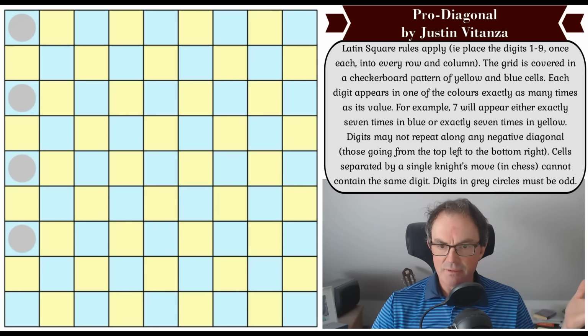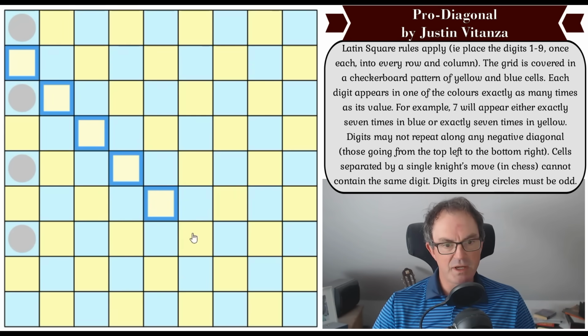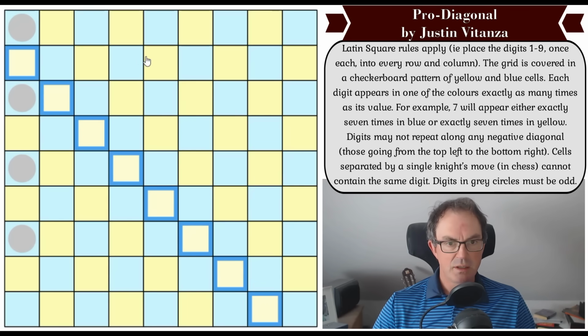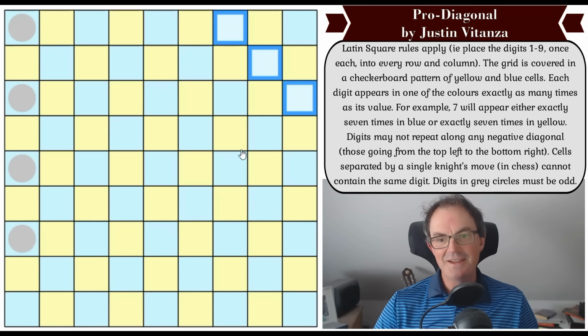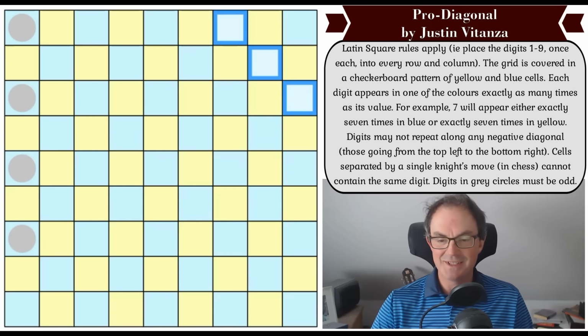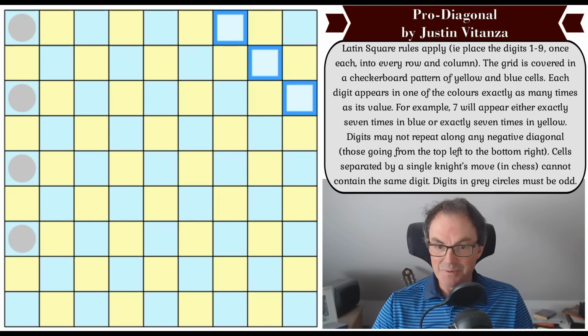Anti-diagonal negative. Digits may not repeat along any negative diagonal, those going from the top left to the bottom right. So, for example, along that diagonal, no digit can repeat. Along, I suppose, that diagonal, no digit can repeat. And then anti-knight. Cells a knight's move in chess apart cannot contain the same digit. Oh, there's one more rule as well.